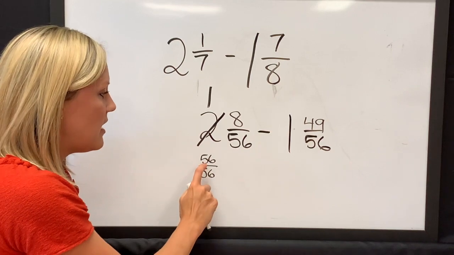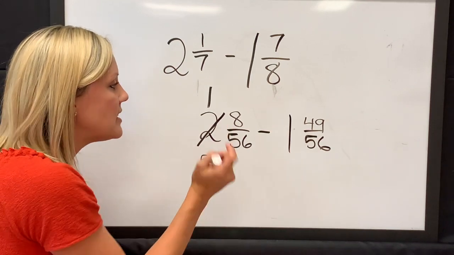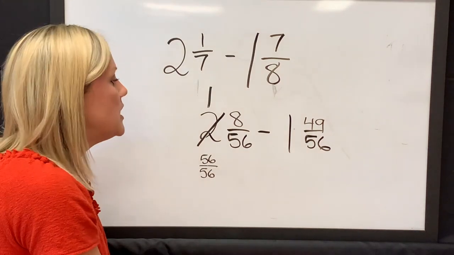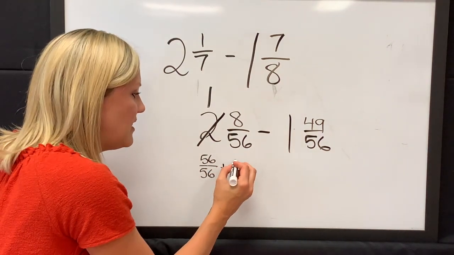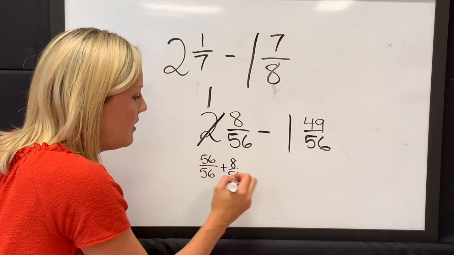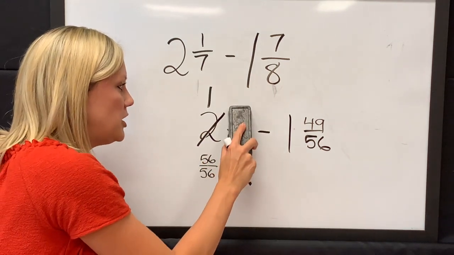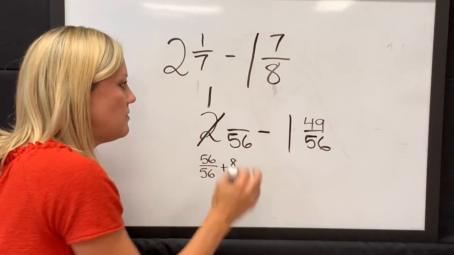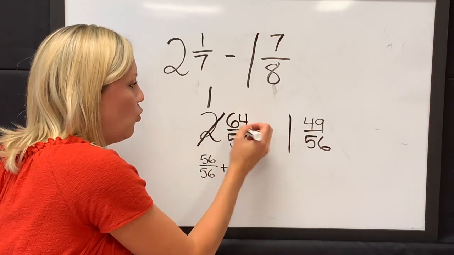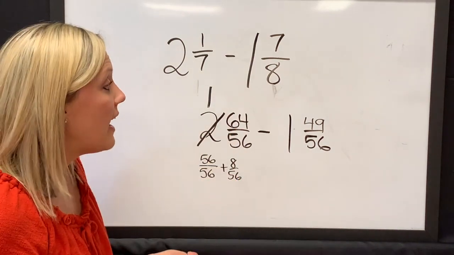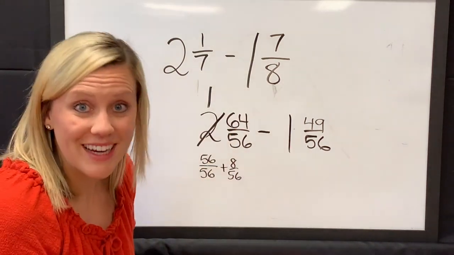So in my head, I'm going to think, what is 56 plus this other 8? And that is going to be 64. So you could always just add 8/56 out to the side, and 56 plus 8 is 64. So I'm going to change this to 1 and 64/56. So I have enough to take away that 49.